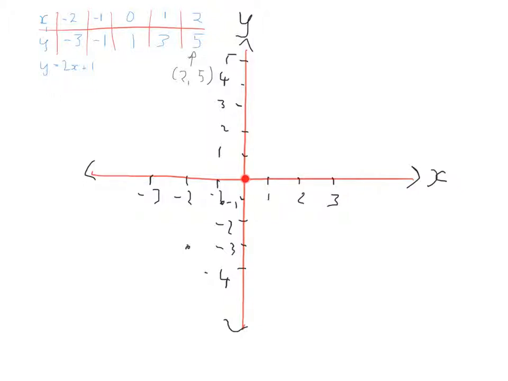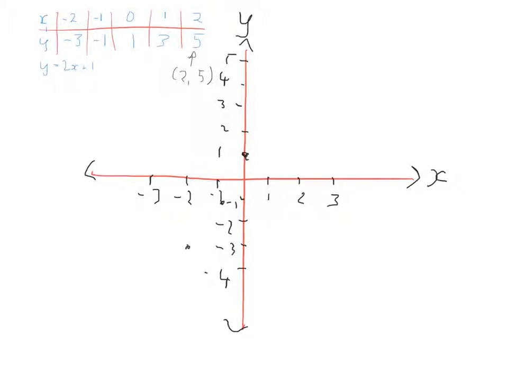The next point on my graph is 0, 1. That means that I'm not translating to the left or to the right at all. I'm staying at 0 for the x coordinate, and then I'm going up to here for the y coordinate. So 0, 1 is right there. And I put a dot there.